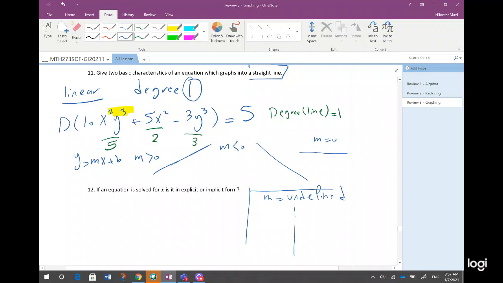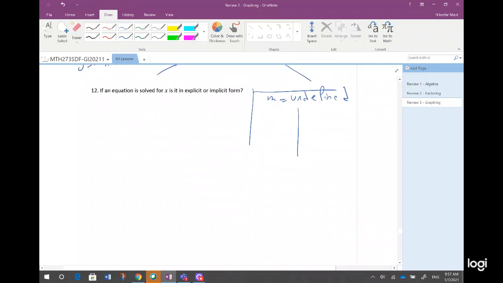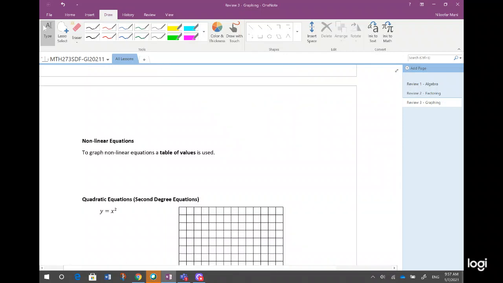If an equation is solved for x, is it explicit or implicit? It is solved for x, so it is explicit because it is isolated for one of the variables. These are just practice for you to remember all those terms for the future.